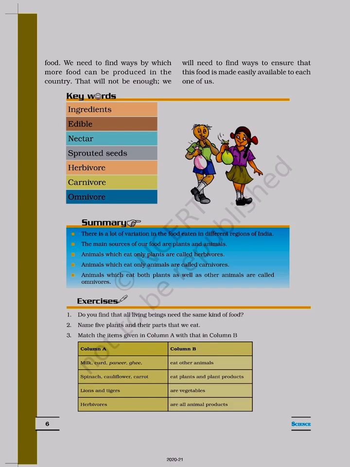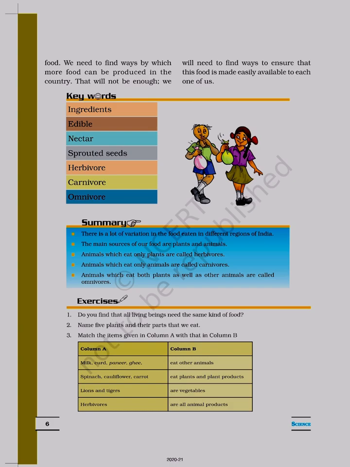Exercises. 1. Do you find that all living beings need the same kind of food? 2. Name five plants and their parts that we eat. 3. Match the items given in column A with that in column B. Column A: milk, curd, paneer, ghee. Column B: eat other animals.